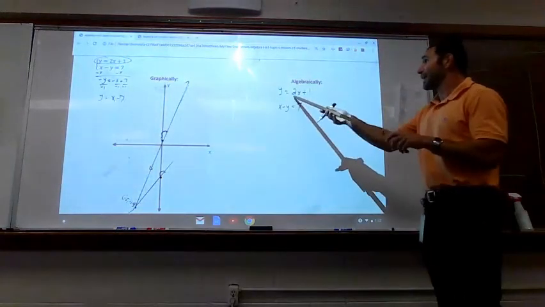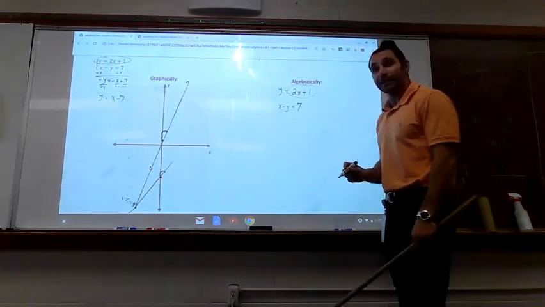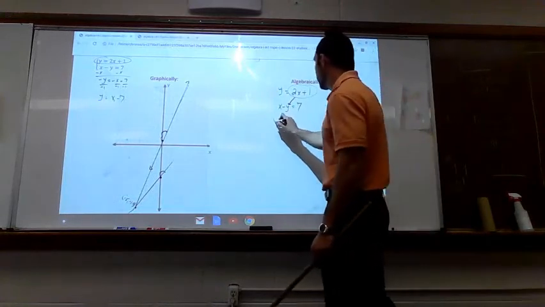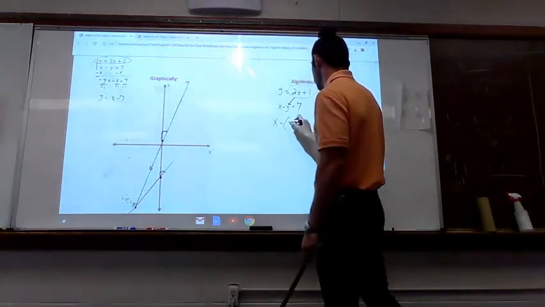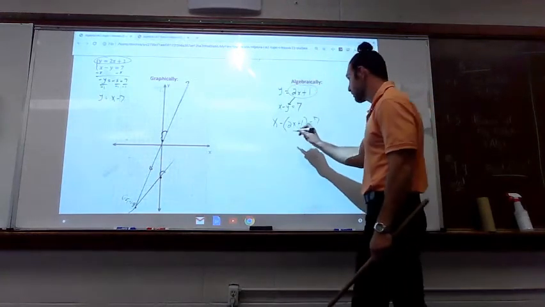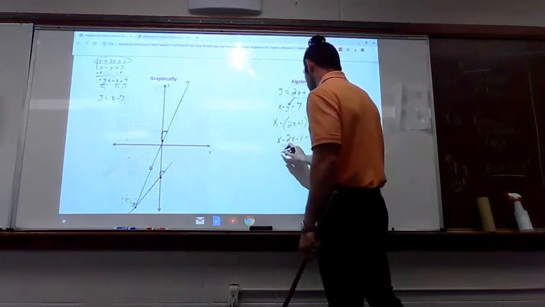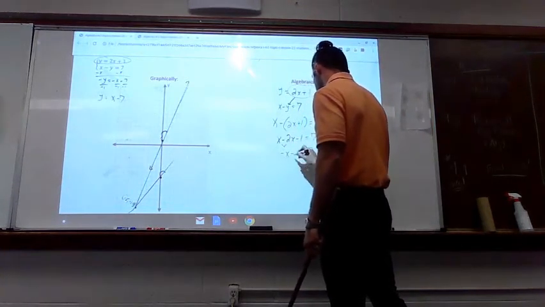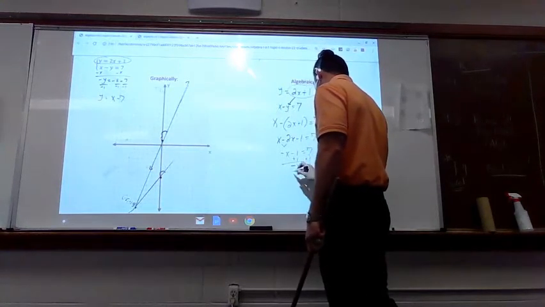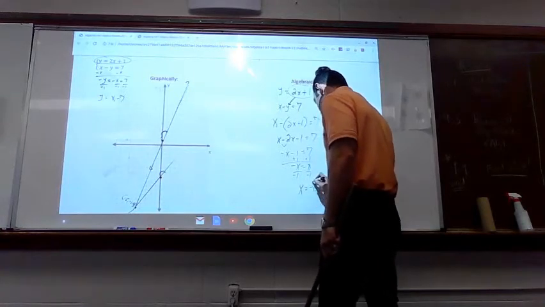So y equals 2x plus 1. That's what y is. So all of this is going to go in for y. So I rewrite my problem. X minus (2x plus 1) equals 7. Let's solve it. X minus 2x minus 1 equals 7. Negative x minus 1 equals 7. Add 1. Negative x equals 8. Divide by -1. X equals -8.